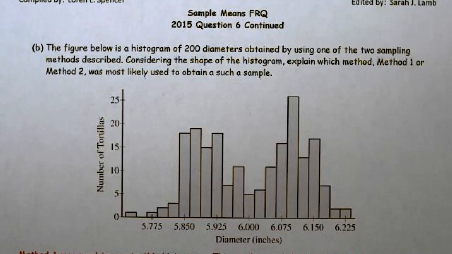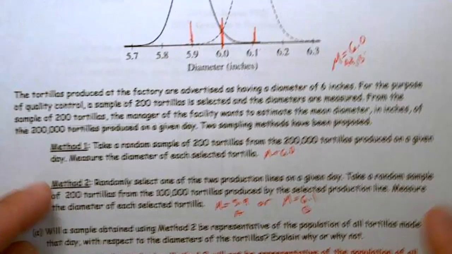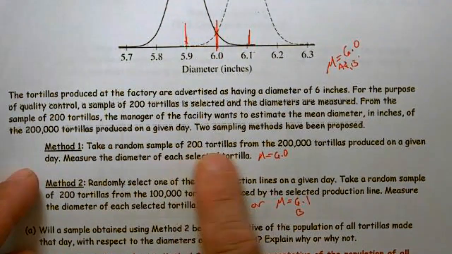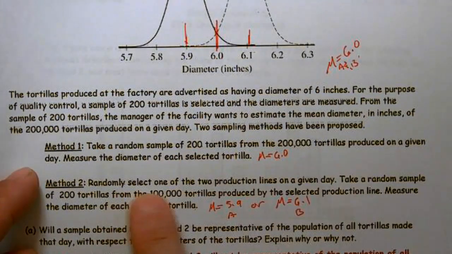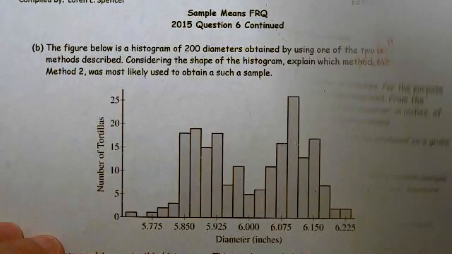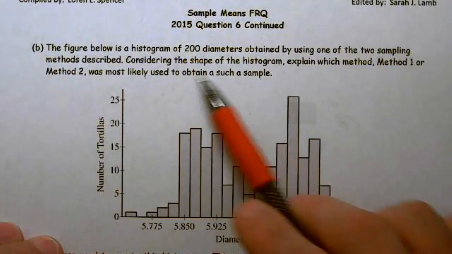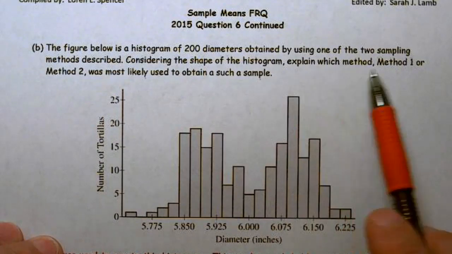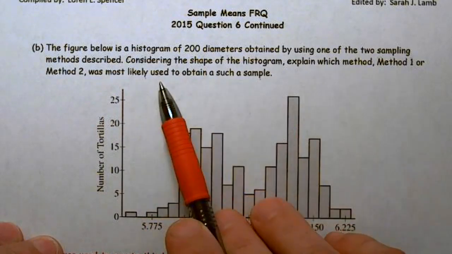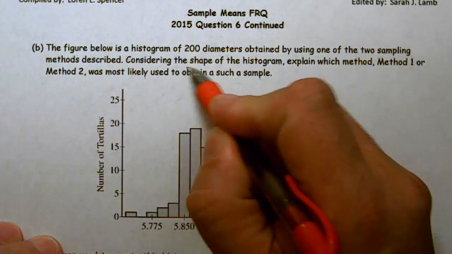Okay, so now we're looking at part B. The figure below is a histogram of 200 diameters obtained by using one of the two sampling methods. Our two sampling methods: method 1 was take a sample of 200 tortillas from all of them, and method 2 was either randomly selecting A or B and selecting 200 tortillas from either A or B. Considering the shape of the histogram, explain which method, 1 or 2, was most likely used to obtain such a sample. So they're talking about shape.